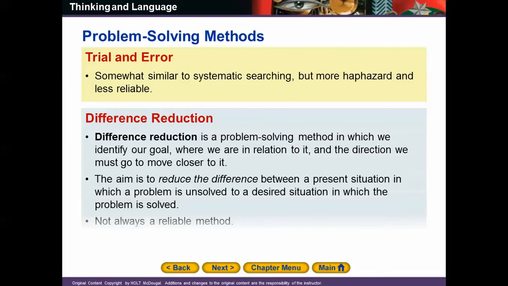Trial and error is simply exactly what it says. It's like systematic searching, but it's more haphazard and it's less reliable. But sometimes you have little choice but to resort to trial and error.